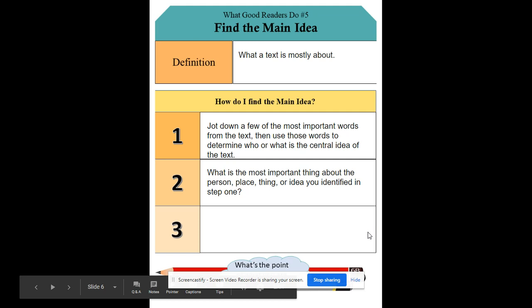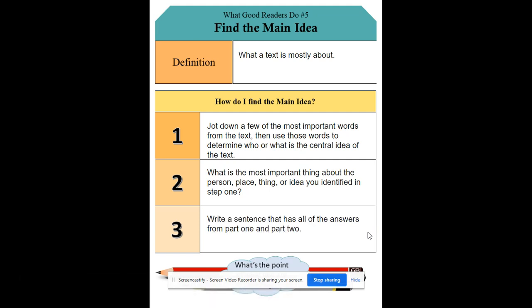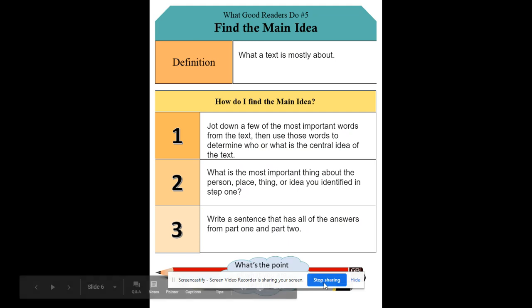Okay. Then I'm going to write a sentence that has all of the answers from part 1 and part 2. So my sentence might look like this. In the story of the tortoise and the hare, they have a race, and the tortoise wins. That would be a perfect summary or a short version of how I would find the main idea of that story.